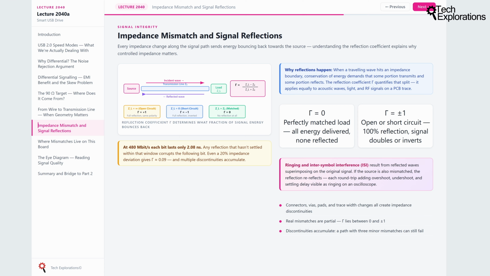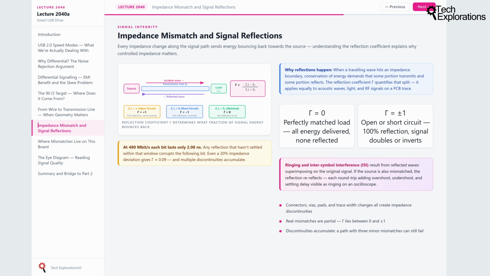At 480 megabits per second, each bit period is only 2.08 nanoseconds. A reflection that hasn't settled within that window will directly affect the next bit. Even a 20% impedance deviation produces a reflection coefficient of approximately 0.09, which is roughly 9% of the incident signal bouncing back.